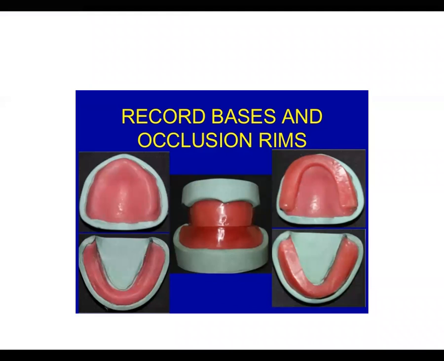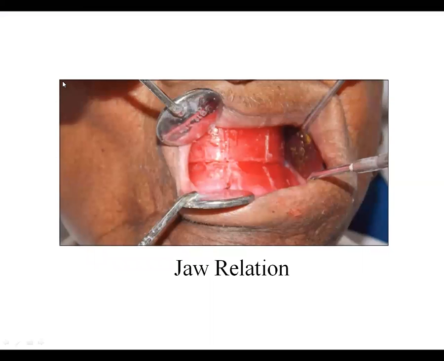After fabrication of these wax occlusion rims, the third clinical step we are going to perform is your jaw relation. As far as jaw relation is concerned, it is divided into three types. One is your orientation relation, second is your vertical relation, and third is your horizontal relation. Okay, what is orientation relation? In orientation relation, how the maxilla of the patient is oriented with the base of skull.